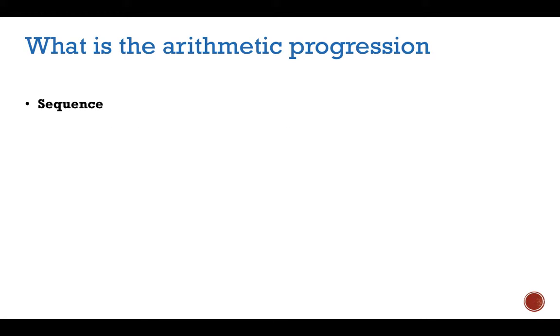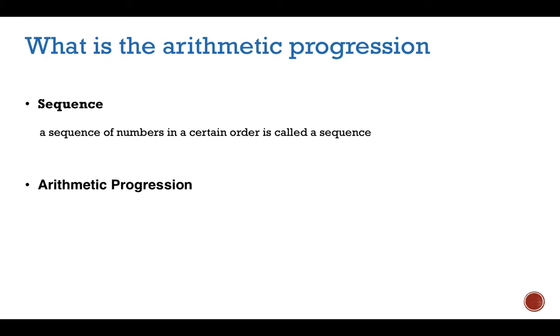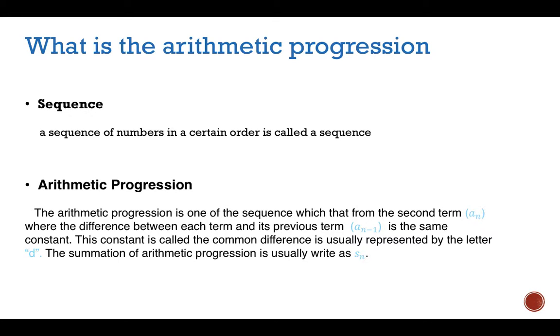Let's have a look. A sequence of numbers in a certain order is called a sequence. An arithmetic progression is one kind of sequence, in which, from the second term on, the difference between each term and its previous term is the same constant. This constant is called the common difference, and it's usually represented by the letter d. The summation of an arithmetic progression is usually written as Sn.